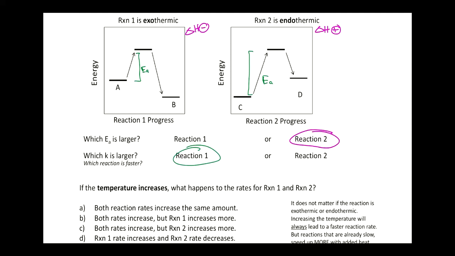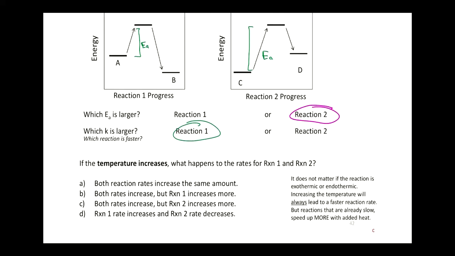One of them gets faster more. And which one is that? Reaction 2 actually increases more. So I think the correct answer is C. Yeah? Because C, reaction 2, is already going slower than reaction 1. So it's going to do more with that increase in temperature than reaction 1.